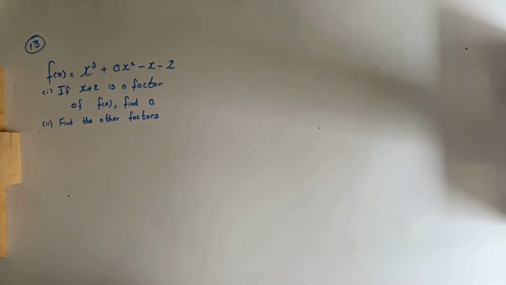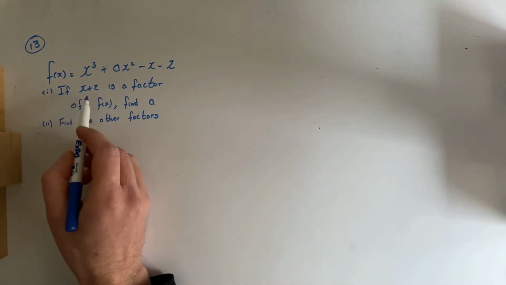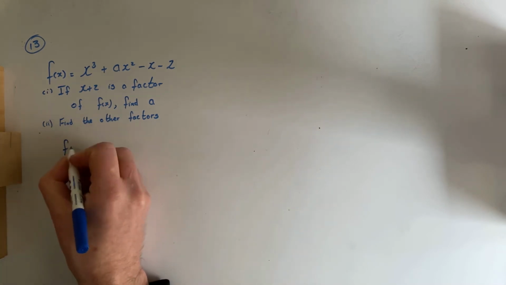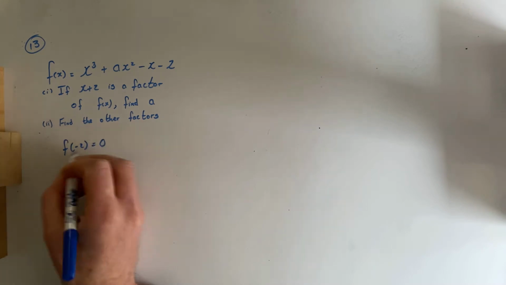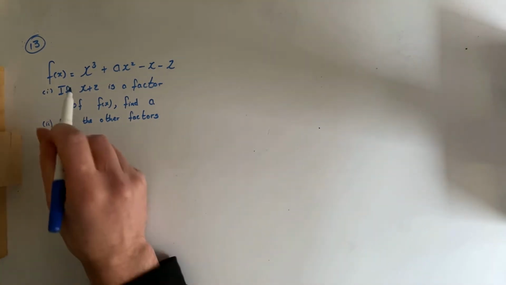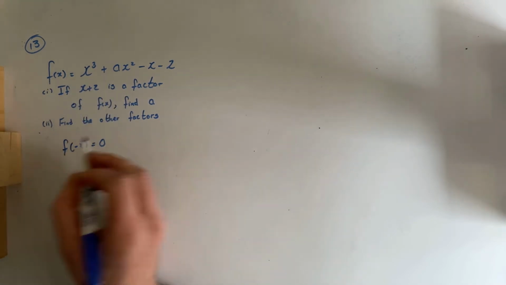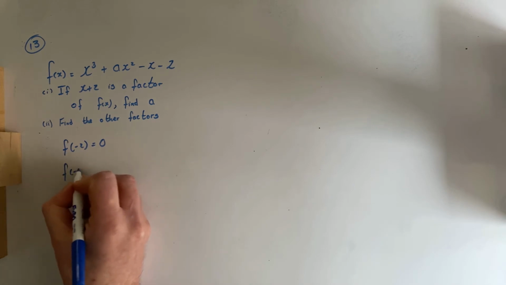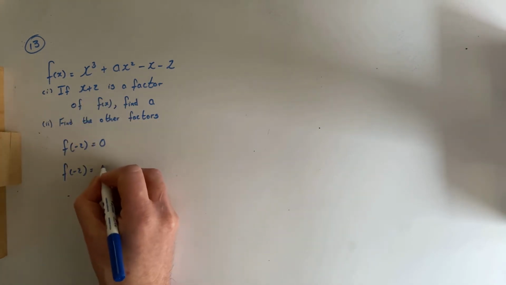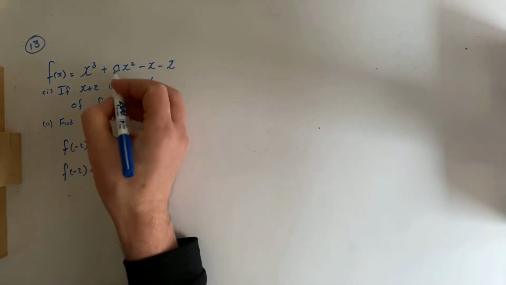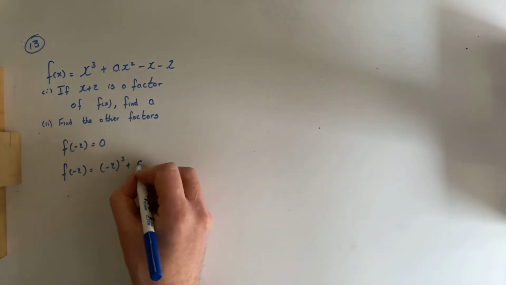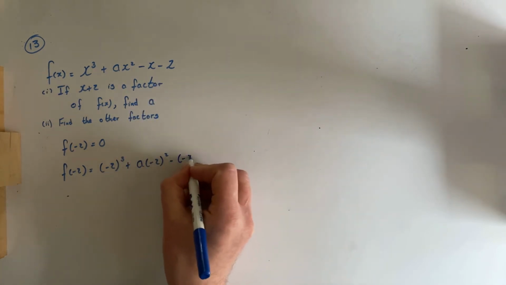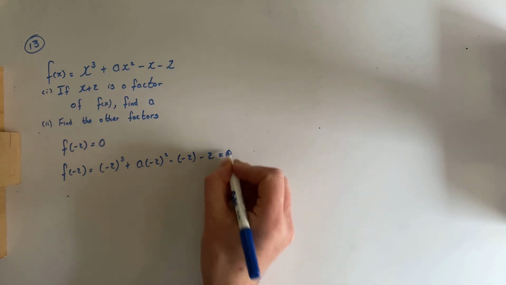All right, so this first part, because I'm told that x plus 2 is a factor of f of x, I know then that f of negative 2 is equal to 0. In other words, I know that negative 2 is a root of this function. And so I can work out f of negative 2. f of negative 2 is equal to negative 2 cubed plus a times negative 2 squared minus x will become minus negative 2 minus 2. And I know now that this is equal to 0.